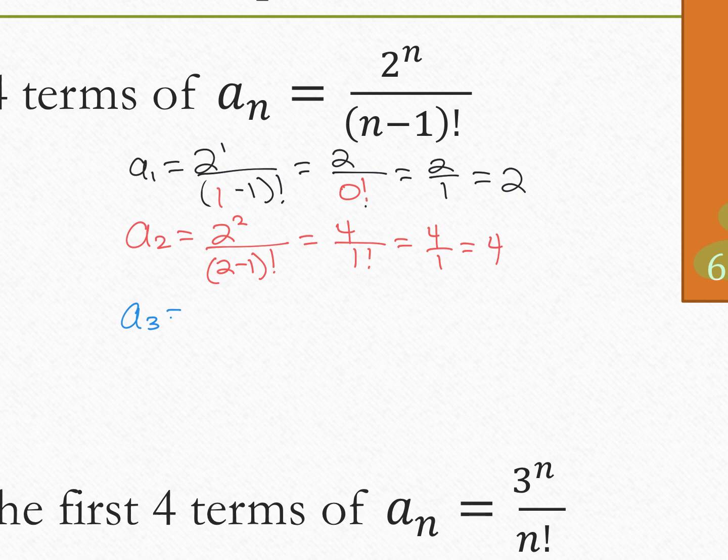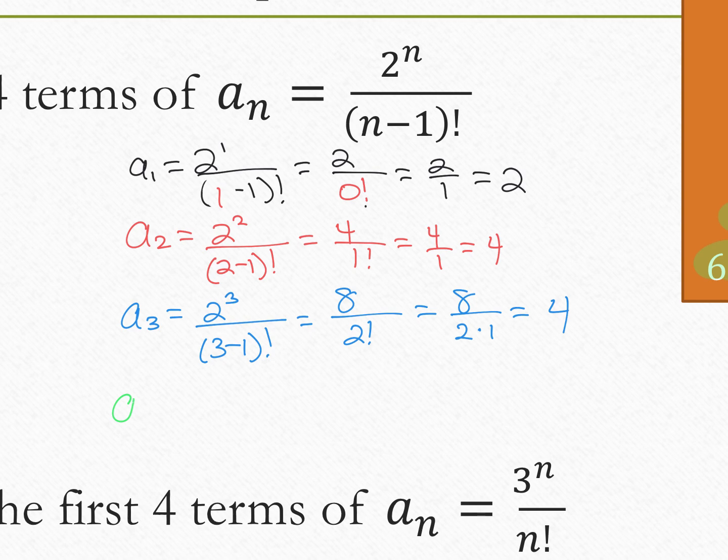Third term, 2 to the third power over 3 minus 1 factorial, 8 over 2 factorial, or 8 over 2 times 1, which is 4. And for the fourth term, a sub 4, 2 to the fourth power over 4 minus 1 factorial, or 16 over 3 factorial, or 16 over 4 times 3 times 2 times 1.